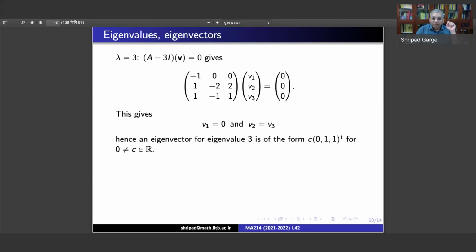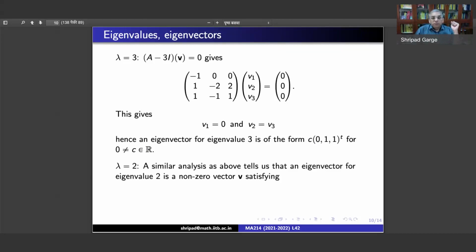So given an eigenvector, there is a unique eigenvalue. But given an eigenvalue, there is no unique eigenvector. The eigenvectors form a one-dimensional space except the zero element, or maybe even a higher dimensional space.